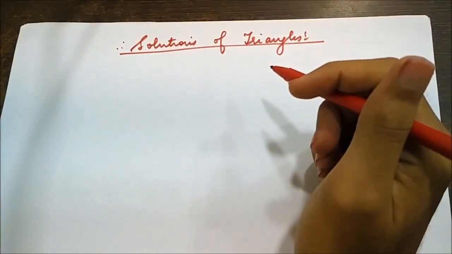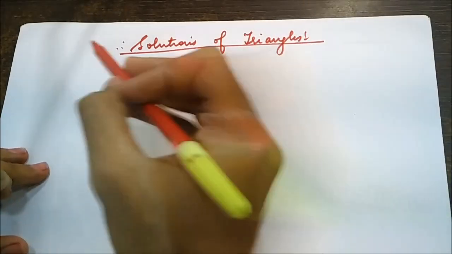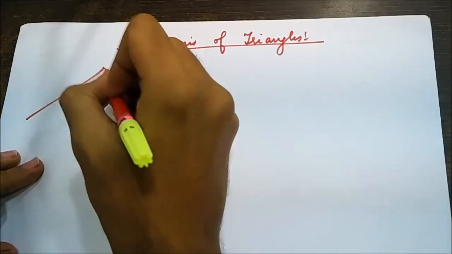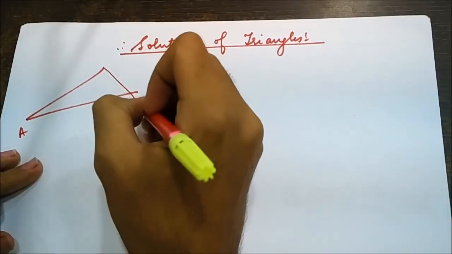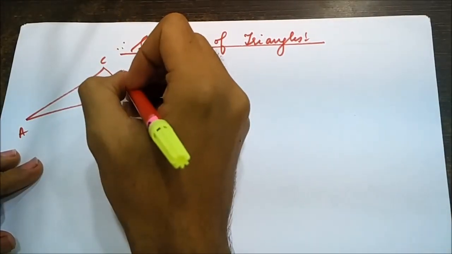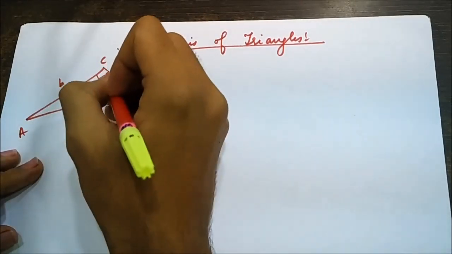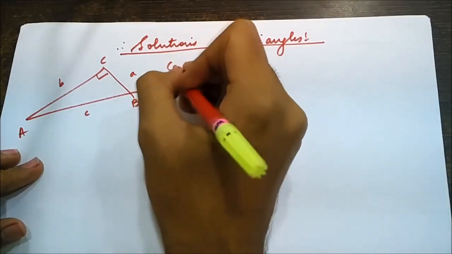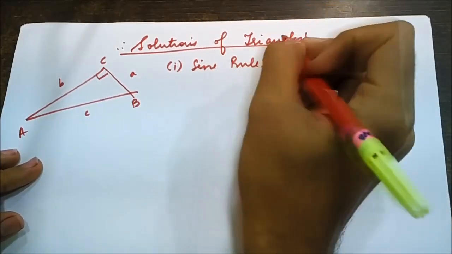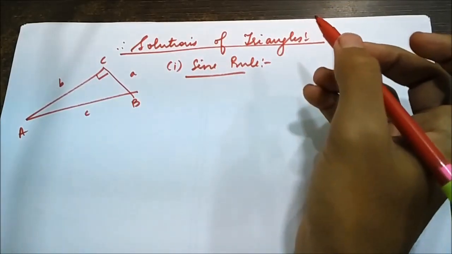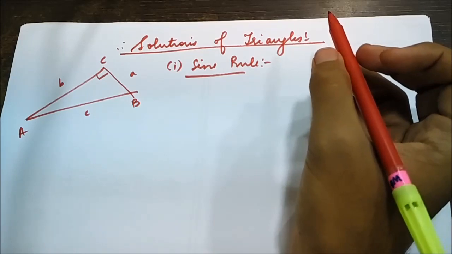Trigonometric functions also find their application in solving the sums related to triangles. Suppose we consider a right angle triangle here, where A, B, C are its vertices and the lengths of the sides are a, b and c, and this is the right angle. So what does the sine rule say? The first rule is the sine rule, and the sine rule says that in any triangle, the lengths of the sides of a triangle are proportional to the sines of the angles opposite to them.